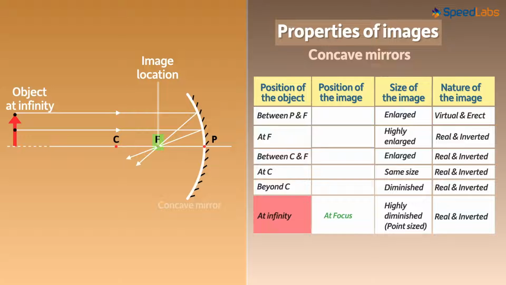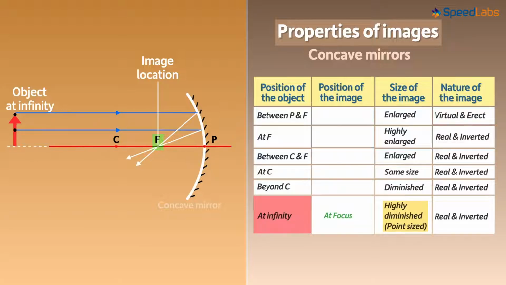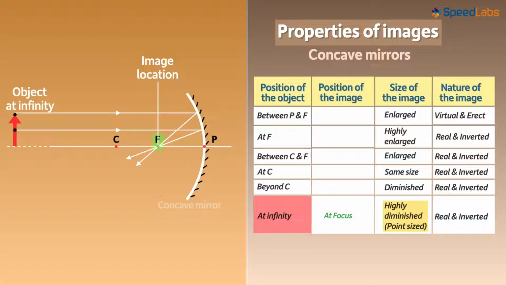Yes, the image is a point-sized image. What does that mean? It means the whole image is formed at a single point. Obviously, if we were to view this image, we would not be able to see such a small image properly. It will appear highly diminished to us. Now in this case, all the parallel rays are also parallel to the principal axis. However, this may not always be the case.